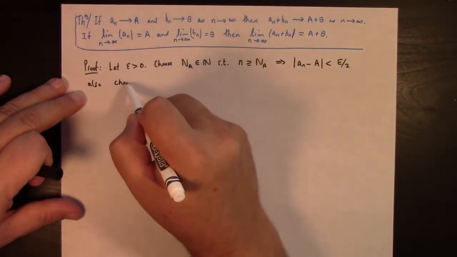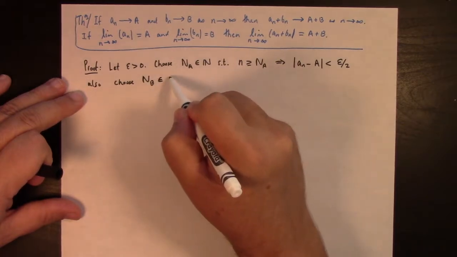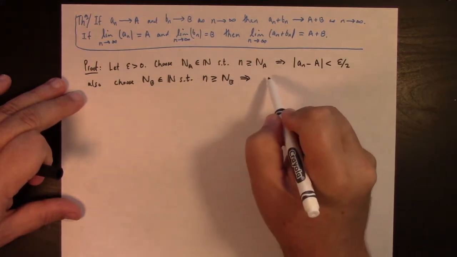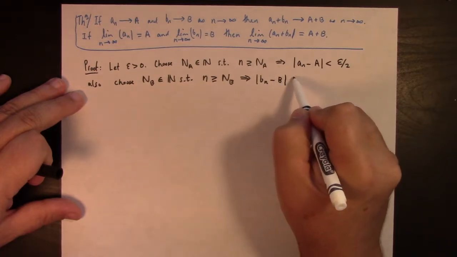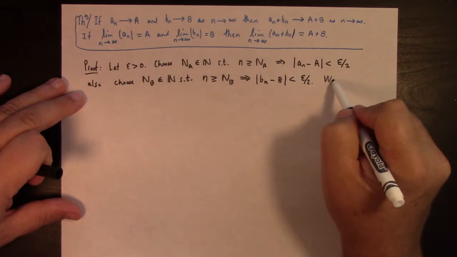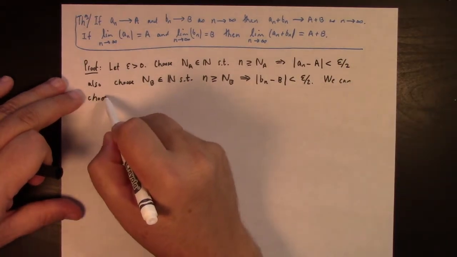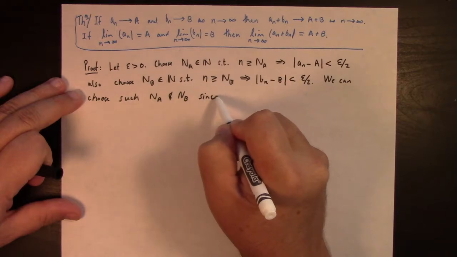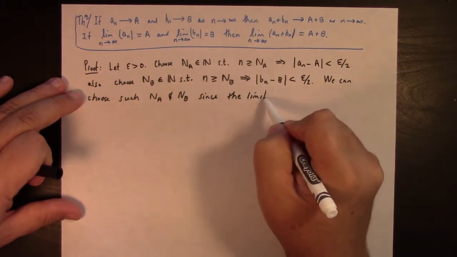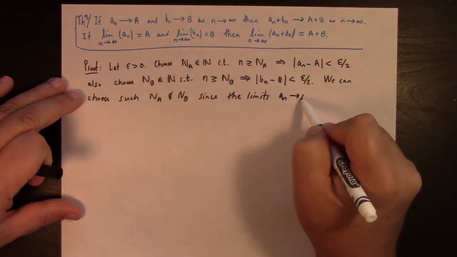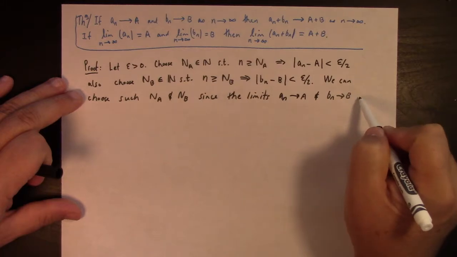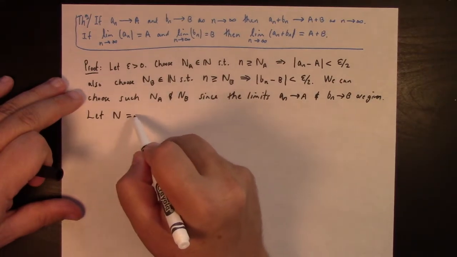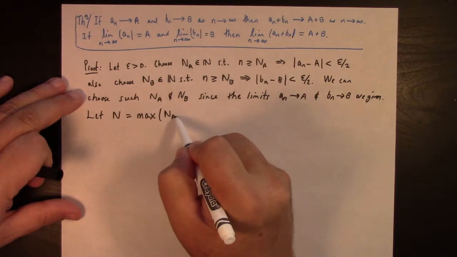Also, choose n sub b in the natural numbers such that n greater than or equal to n sub b implies that the absolute value of b sub n minus b is less than epsilon over 2. We can choose such n sub a and n sub b since the limits, a sub n goes to a and b sub n goes to b, are given. All right, let n equal the max of n sub a and n sub b.